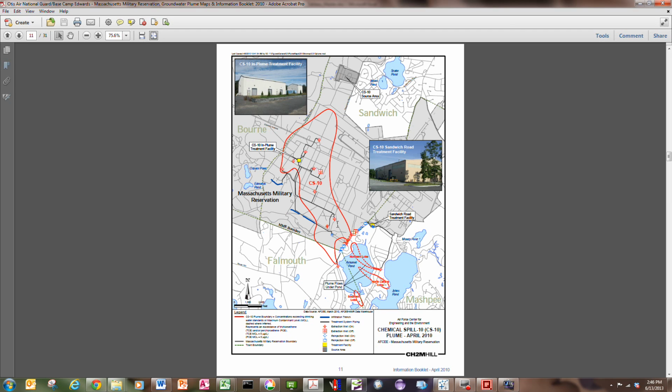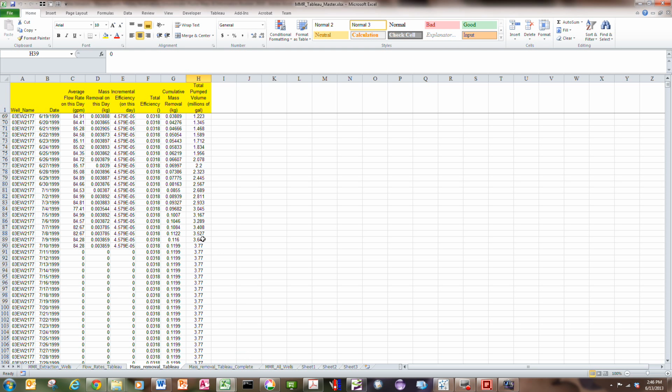The contamination originated during World War II operations, where TCE and PCE and other contaminants were introduced in the groundwater because jet engines were degreased, and operations up here in the source area led to this spreading of contamination over time. So to begin with, let's hop into Excel and have a look at the data.